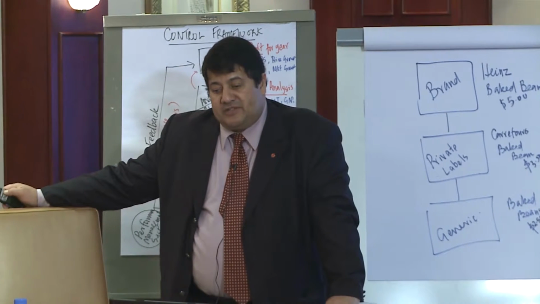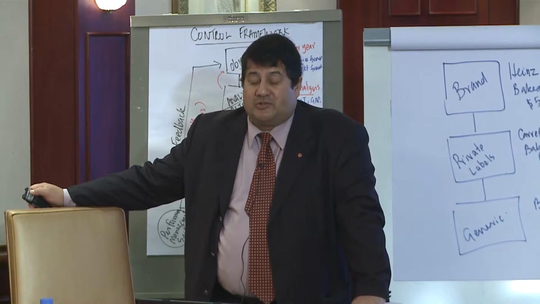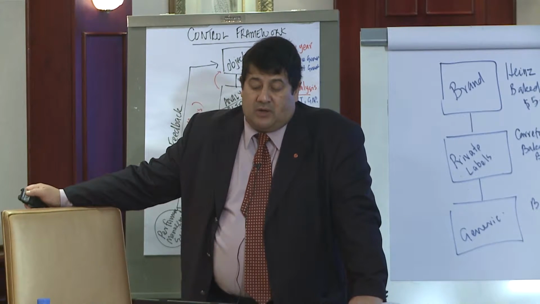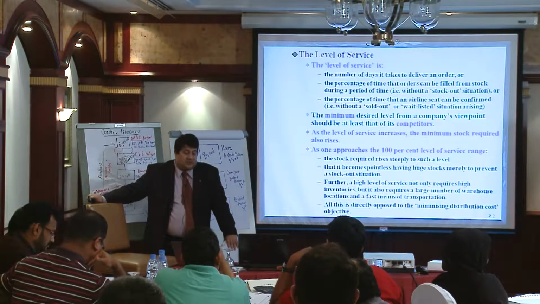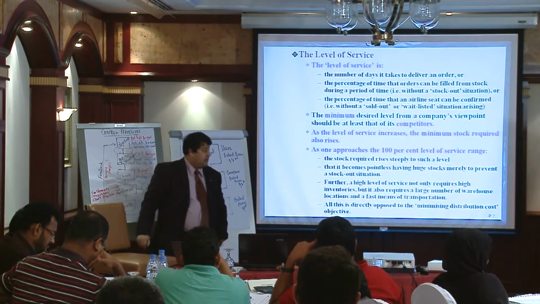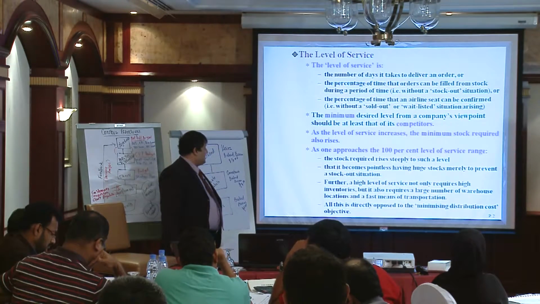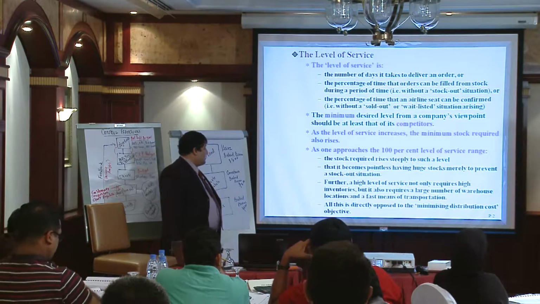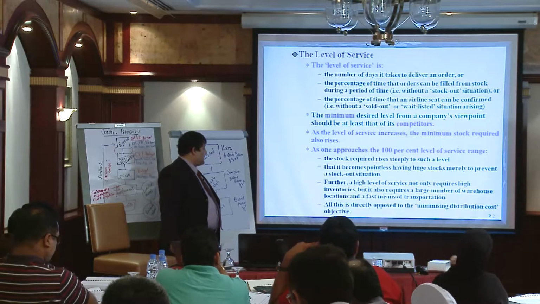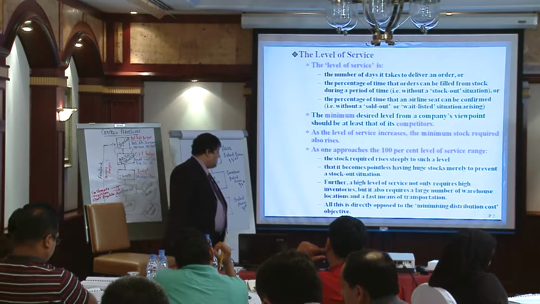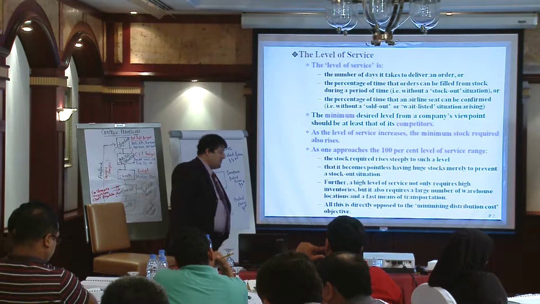As the level of service increases, the minimum stock required also rises. As one approaches the 100% service range, the stock required rises steeply to such a level that it becomes pointless having huge stocks merely to prevent a stock out situation. Further, a high level of service not only requires high inventories, but also requires a large number of warehouse locations and fast means of transportation. All this is directly opposed to the objective of minimizing distribution cost.